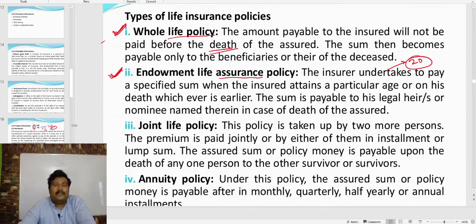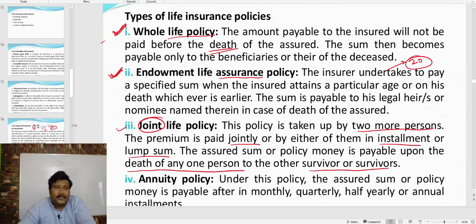Okay? Joint life policy. अब यह पॉलिसी is taken by 2 or more persons. अब देखो, नेम ही है इसका, बच्चा, ज्वाइंट. ज्वाइंट के बहुत सारे नेम होते हैं. ज्वाइंट लाइफ पॉलिसी is what, बच्चा? When 2 or more than 2 persons are taking a policy together, that is considered a joint life policy. And the premium is also paid jointly, in installments or lump sum. Okay, like 5,000 per month, or at a time 5 lakh rupees. The assured sum of policy money is payable upon the death of any one person to the other survivor. ठीक है जी? So on death of one person, the joint life policy amount will be given to you.